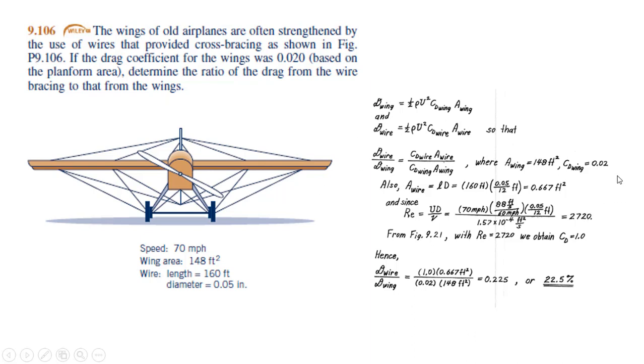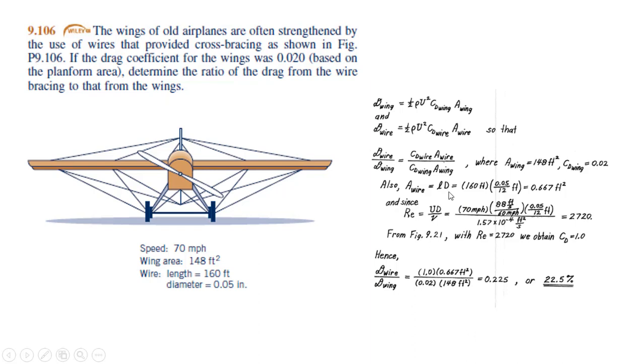When you take the ratio of these two terms, what happens: the CD wire, area wire, and CD wing, area wing. The area of the wing आपके पास given है, and CD of the wing is also provided in the question. As far as the area of the wire is concerned, that's pretty simple, because you are approaching them head on. So what you are actually seeing is a cylinder, because wires are cylinders, but the frontal area would appear to you as a rectangle.